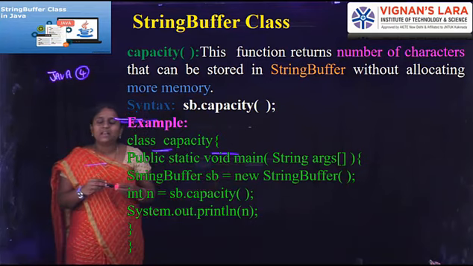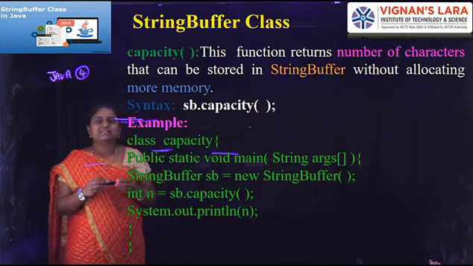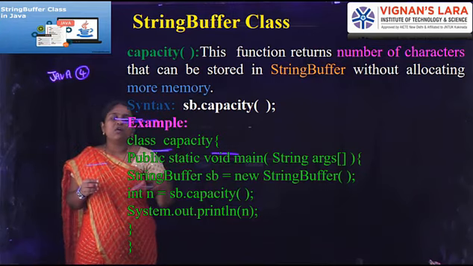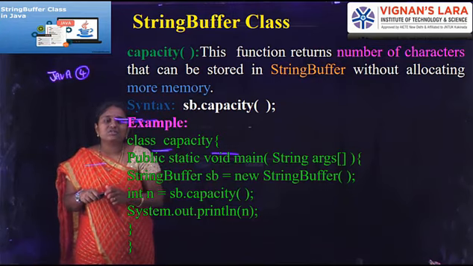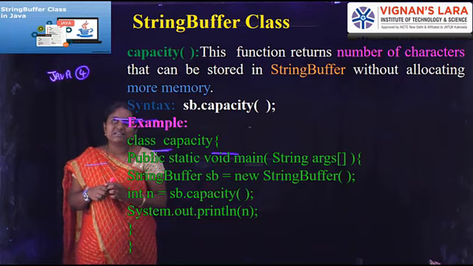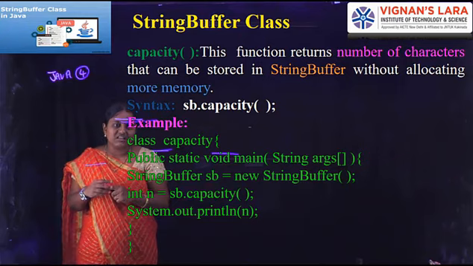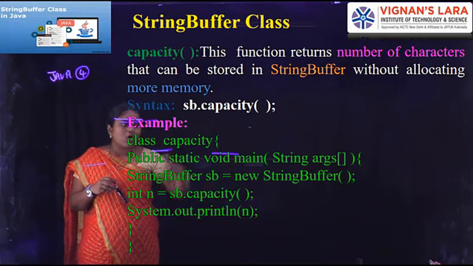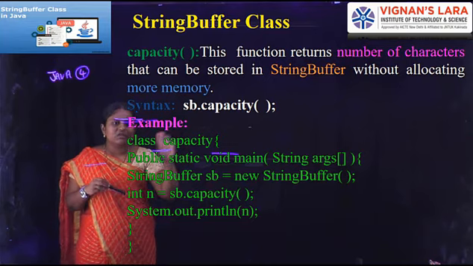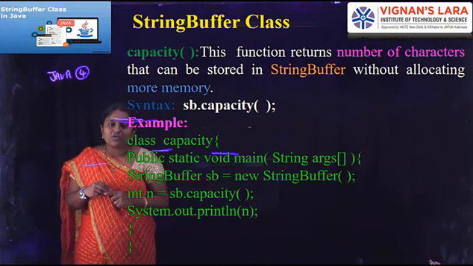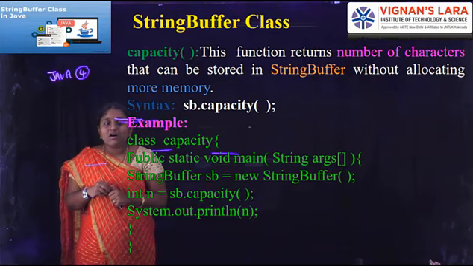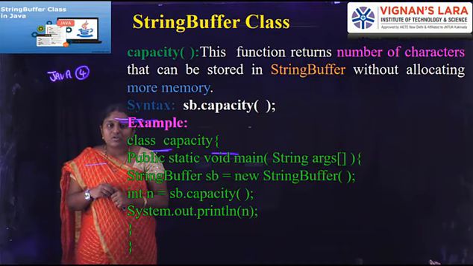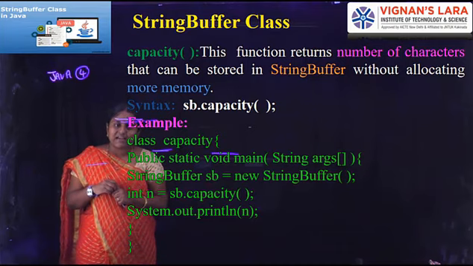Constructors are automatically invoked whenever an object of the class is created. It is a default constructor. The initial capacity of the default constructor is 16 characters. Here there are no characters in it. We can't pass any arguments. It is the default constructor of the StringBuffer class. The initial capacity of the StringBuffer class is 16 characters.